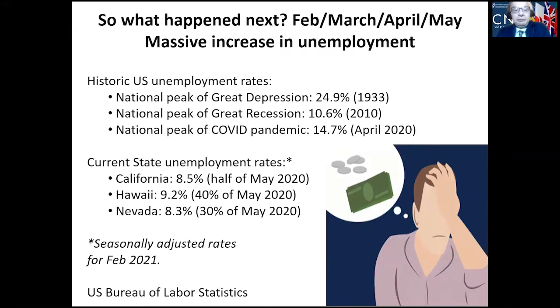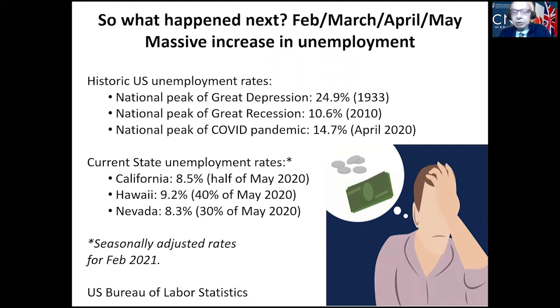So what happened next, from February to May? Well, stay-at-home orders led to Depression-era levels of unemployment. In some parts of the country, the unemployment rate of the Great Depression was 24.9%. The national peak of the Great Recession, right, 2010, a decade ago, was 10.6%. And now the national peak due to the COVID-19 pandemic was in April 2020 at 14.7%. To put that into perspective, the unemployment rate rose higher in 3 months of COVID-19 than it did in 2 years of the Great Recession of 2010.